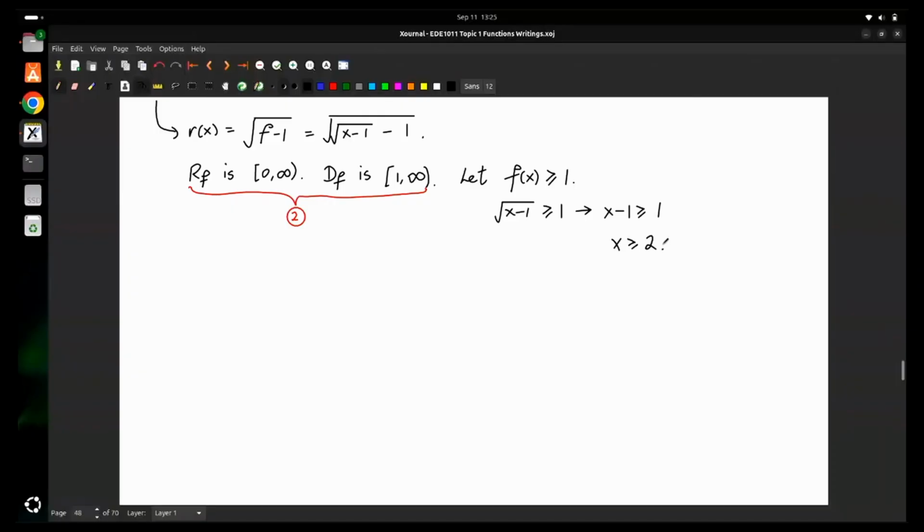Is that right? Okay, so therefore you can write the conclusion. The domain for R is 2 to infinity. So this will be the result. Basically this part is the part whereby you need to constrain the range of f to the domain of f. Is that right? Okay, so this will be the end result here.